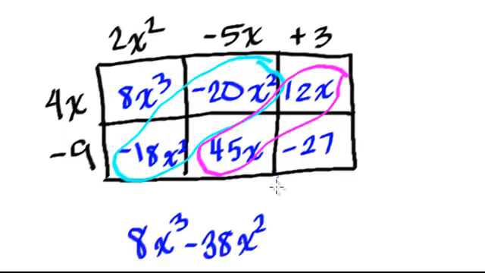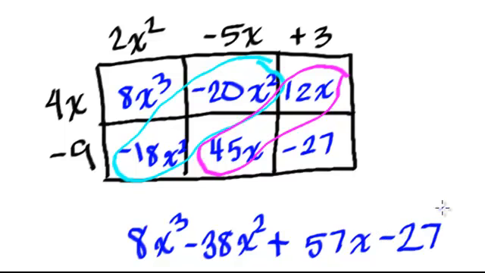Then I have 12x and 45x. This will give me a positive 57x. And last but not least, we have that negative 27 in the last box, and we just rewrite.